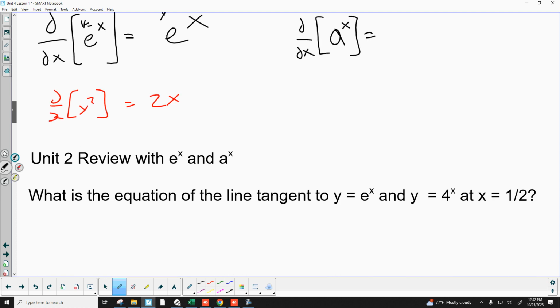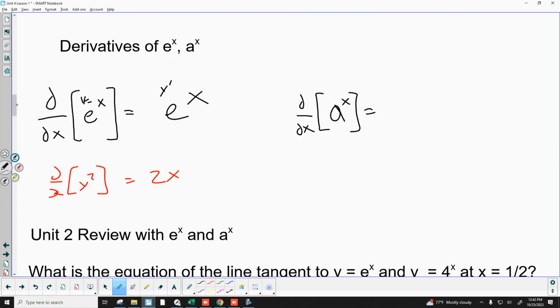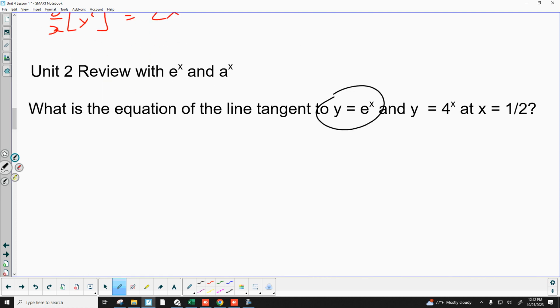Now, if I ask you to write an equation of a tangent line to e to the x at a half, this is a reminder. Hey, when was the last time you wrote an equation of a tangent line? What do you need? What's the general form of an equation of a tangent line? Start with that. Tell your neighbors. What do we need? Yeah, good. Now, it's been a while, so if we forgot, it's okay.